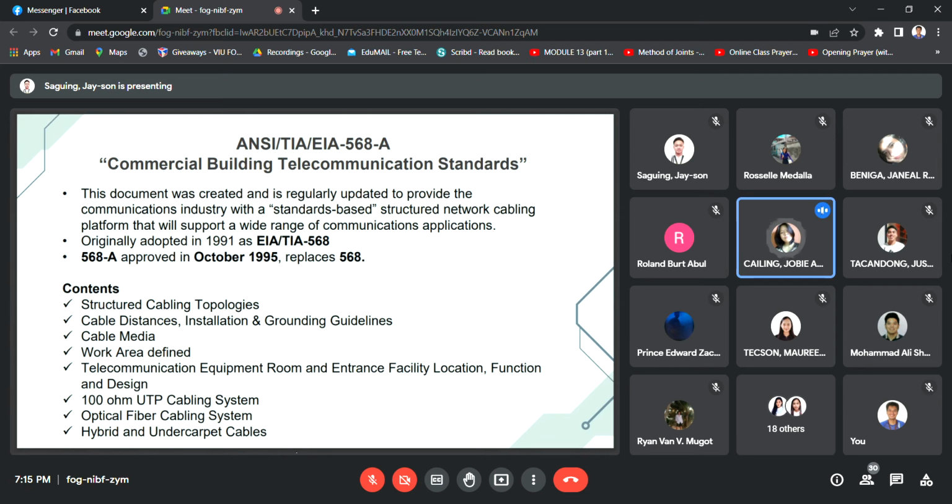We have the structured cabling topologies, cable distances, installation and grounding guidelines, cable media, work area defined, telecommunication equipment room and entrance facility location, functions and design, 100 ohm UTP cabling system, optical fiber cabling system, hybrid and undercarpet cables. This document undergoes revisions because some parts are updated or enhanced, and since our system is advancing in the modern period, our technology is also upgraded. That is why we need an updated cabling system to adapt to change.